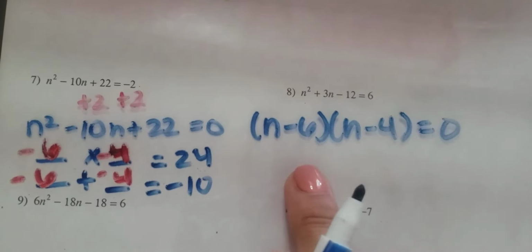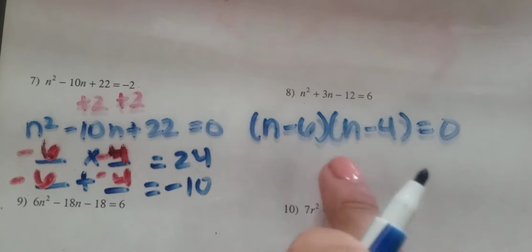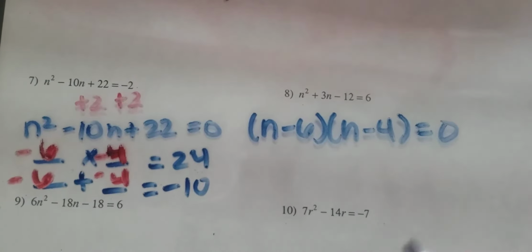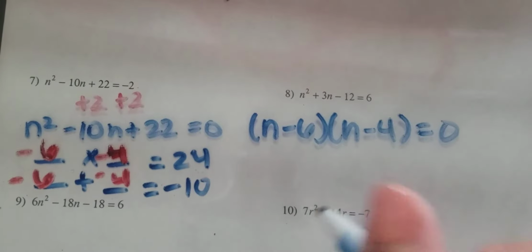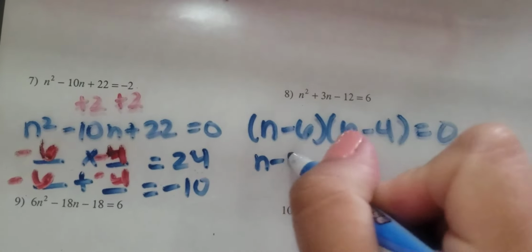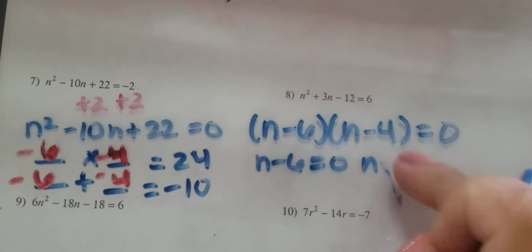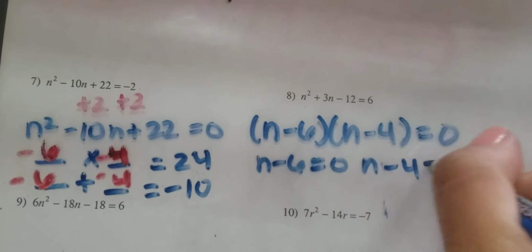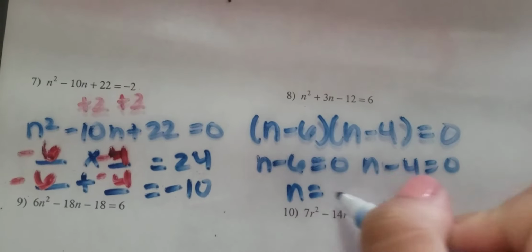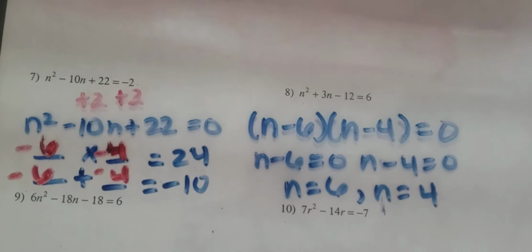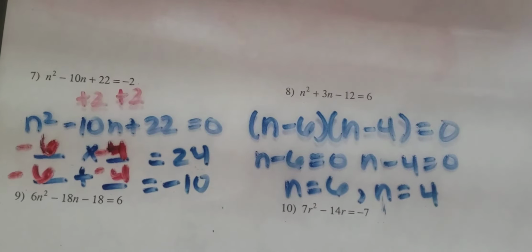Remember, you can verify by doing FOIL, and then you should end up with what we started with. Now you just apply the zero product property. You set each factor equal to 0 and solve for n. In this case, we should get n equals 6 and n equals 4, and those are our two solutions. I'm going to do one more with you, and then I'm going to have you practice one.